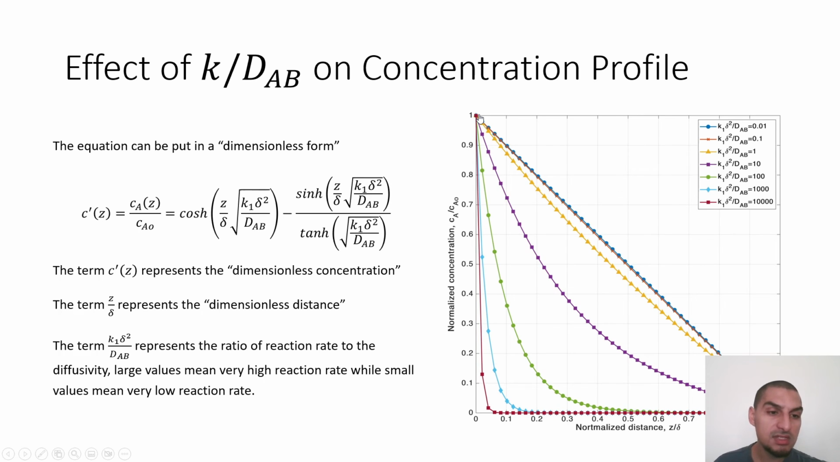And then if you reduce the k delta square over D, it will behave almost the same way, but it will take a longer distance until it reaches a concentration of 0, and it keeps taking more distance as you go, until you reach the case of k delta square over D equals 0.1 or 0.01, which means that the diffusion is 100 times faster than the reaction. In this case, the profile is linear.